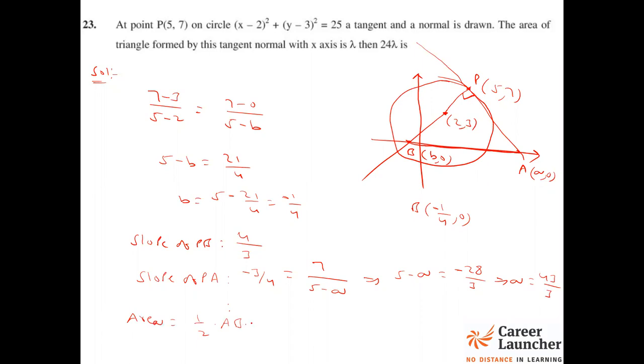Now the area becomes half base into height. So half AB times height. What is the distance between them? It will be 43 by 3 plus 1 by 4, times height. What will be the height? Height is 7. Simplifying this term, the value becomes 172 plus 3, 175 upon 24. It is given that the area is lambda. So if we find 24 lambda, the value becomes 175 into 7, which is 1225. So this will be the answer for this.